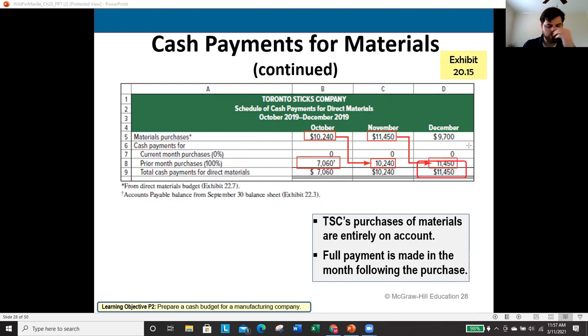So the question then is, well, when will this $9,700 be paid? It will, of course, be paid in January in that next period. So very good.